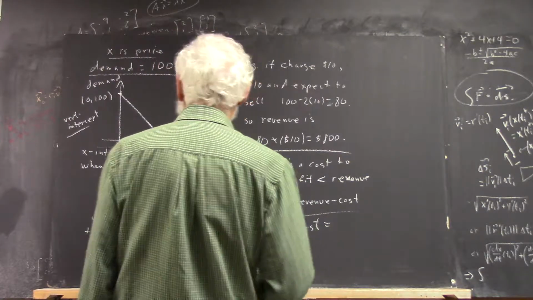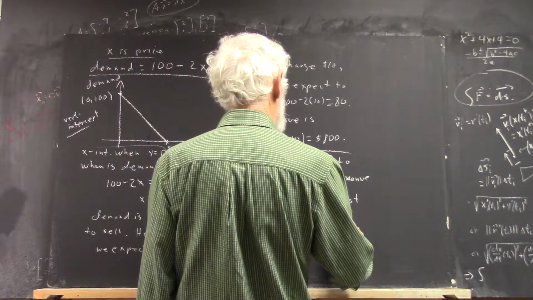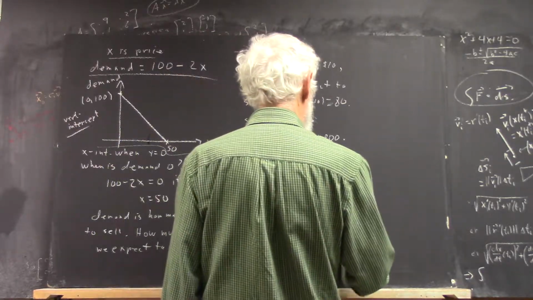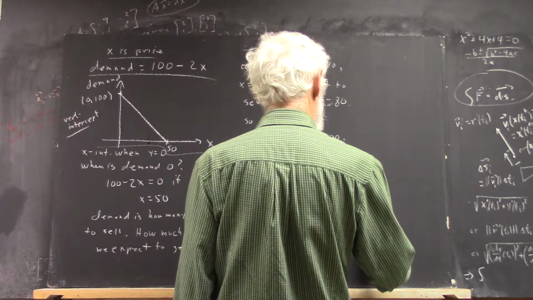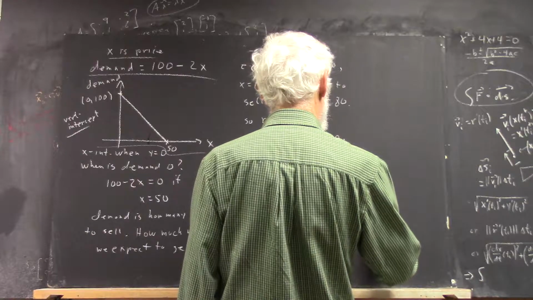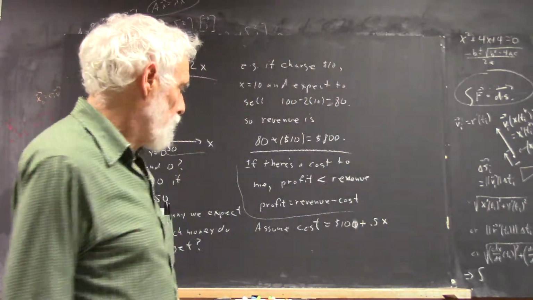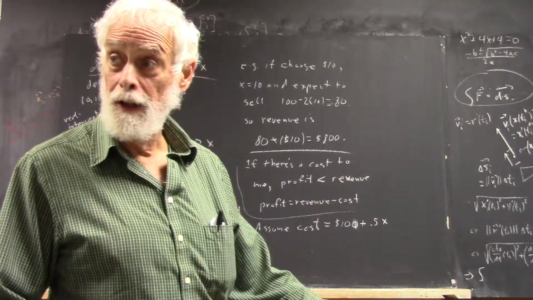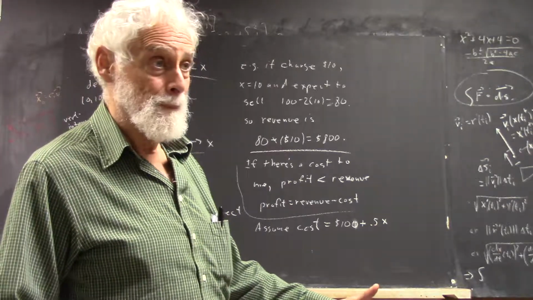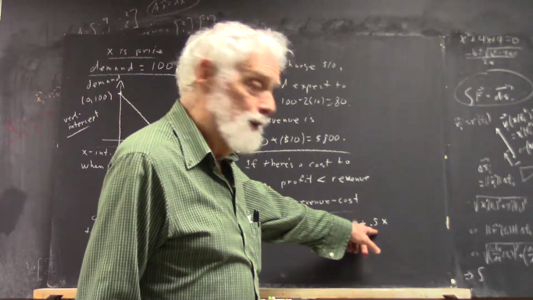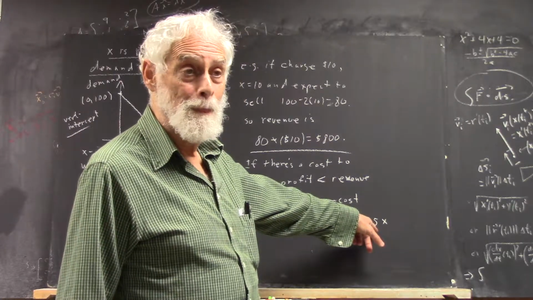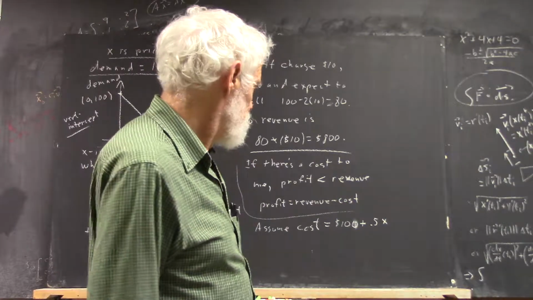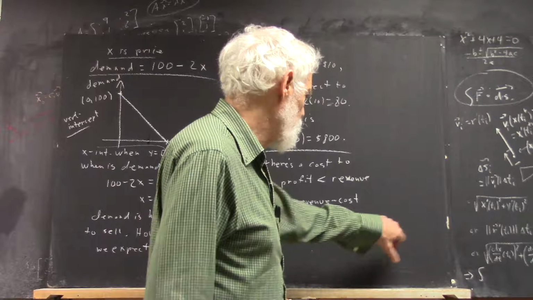let's assume the cost of each thing is $10. So the cost will be $100 plus 0.5x. This is because whoever manufactures these things needs $100 to get set up, and then they can run them for 50 cents a piece. Okay? Actually, I saw they run them for $5 a piece.